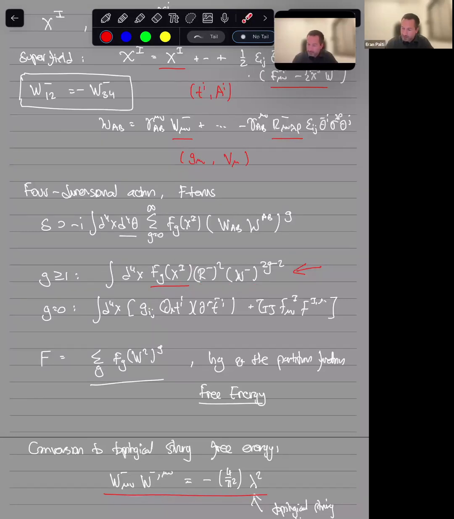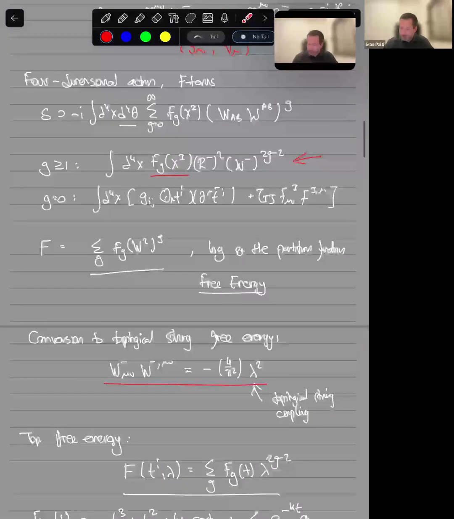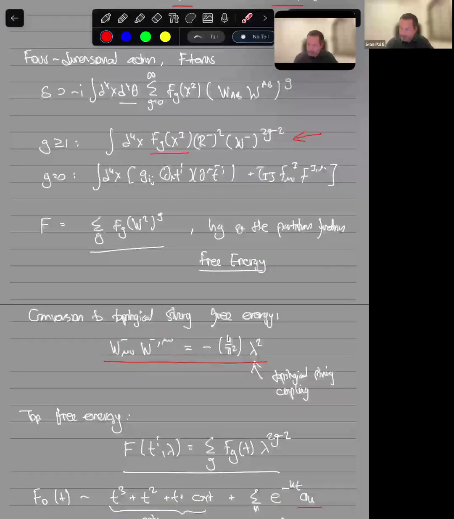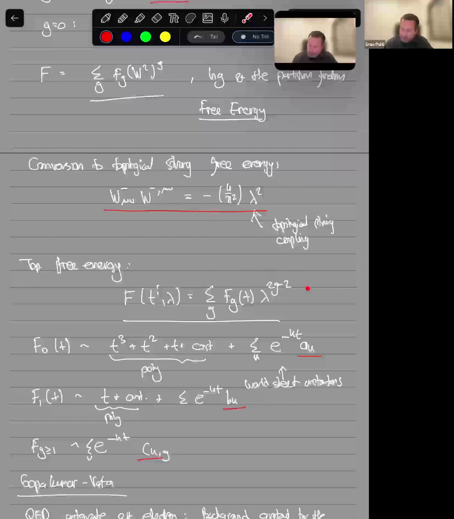If we look at the coefficients, we can define this function here, and this function is what we call the topological string free energy under an identification of the graviphoton background with the topological string coupling. So this gives us a way to calculate the topological string free energy by integrating out states, looking at how they generate these terms in the effective action, and then from there we can read off the topological string free energy.